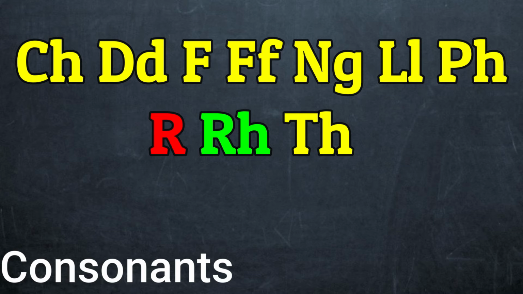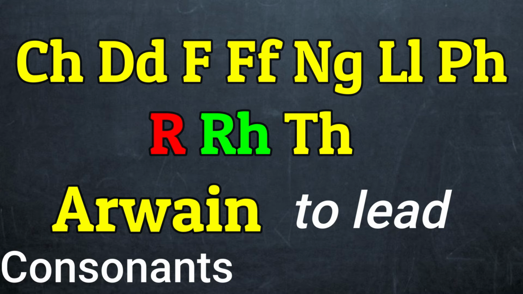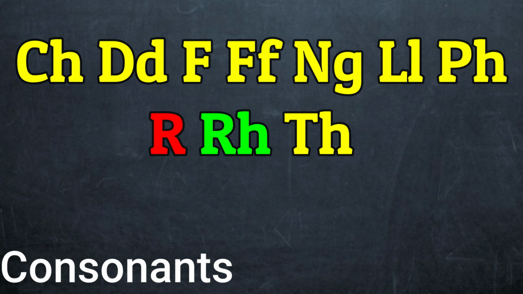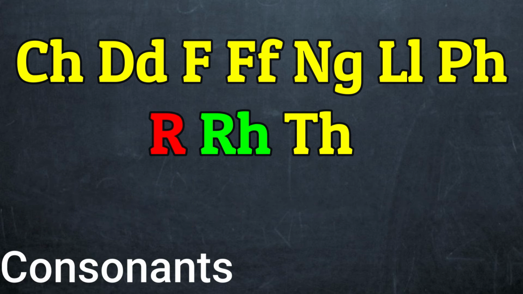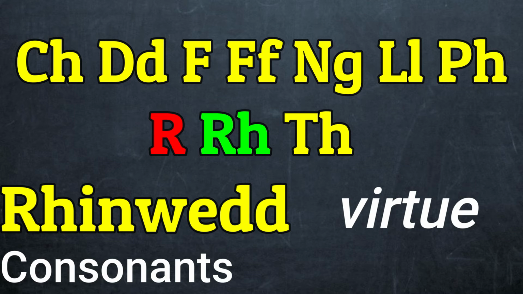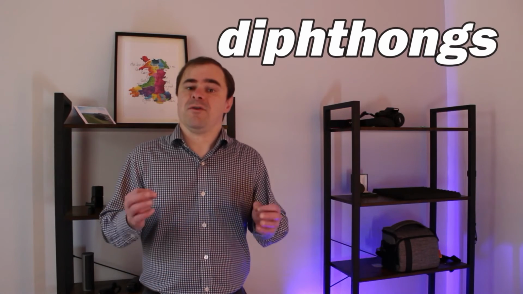Then the two R's here. So the first R is like a trilled R. Arwan. It rolls a bit at the flick of the tongue at the top. A bit like the Spanish one, but a bit forward. Then the RH is a breathed one. Rhaid. Yeah? Rhaid means a need. Rhinwedd. A virtue.